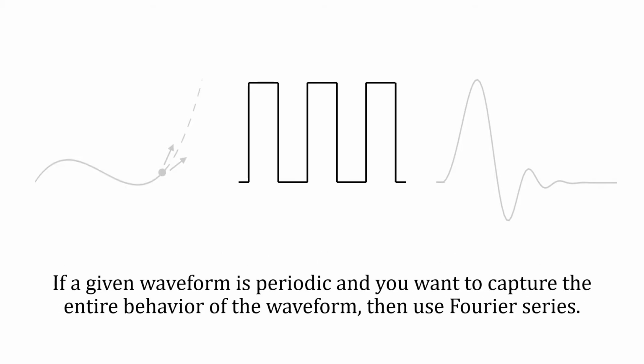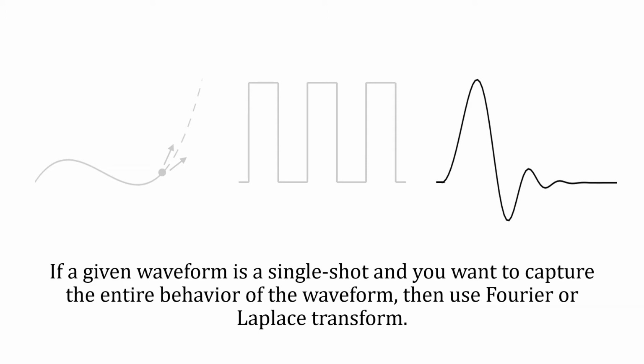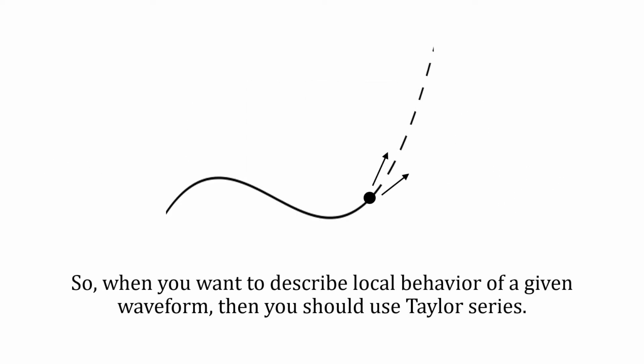If a given waveform is periodic and you want to capture the entire behavior of the waveform, then use Fourier series. If a given waveform is a single shot and you want to capture the entire behavior of the waveform, then use Fourier or Laplace transform. So, when you want to describe local behavior of a given waveform, then you should use Taylor series.